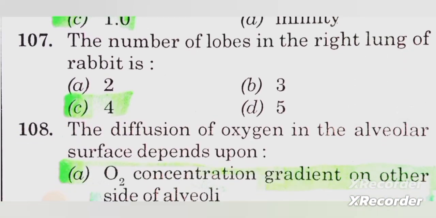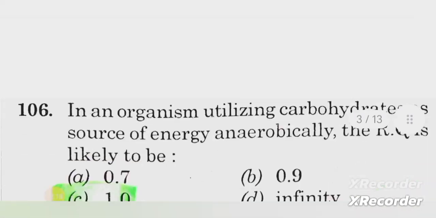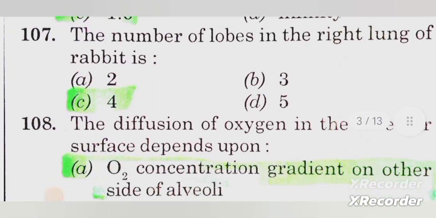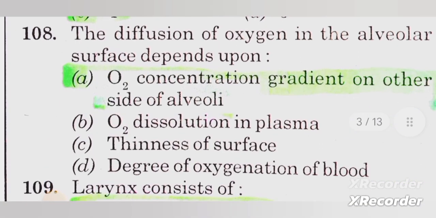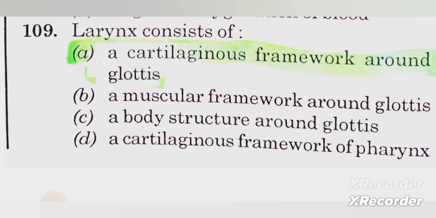Next, 107. The number of lobes in the right lung of rabbit is. Answer 4. Next, 108. The diffusion of oxygen in the alveolar surface depends upon. Answer A. Oxygen concentration gradient on either side of alveoli. Next, 109. Larynx consists of. Answer A. Cartilaginous framework around glottis.